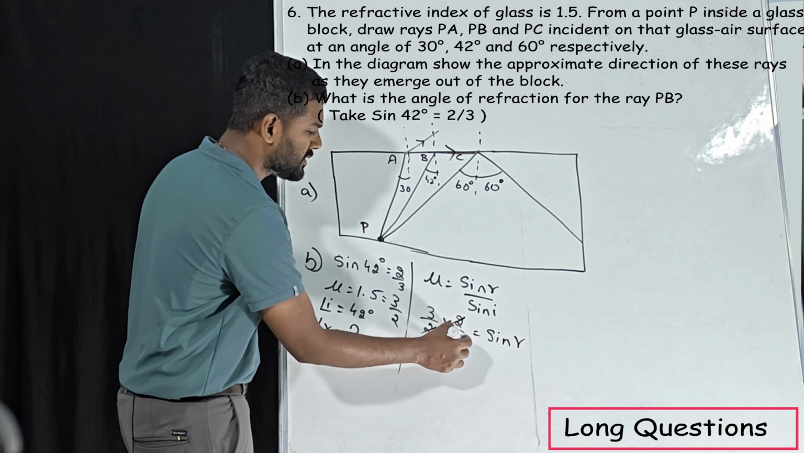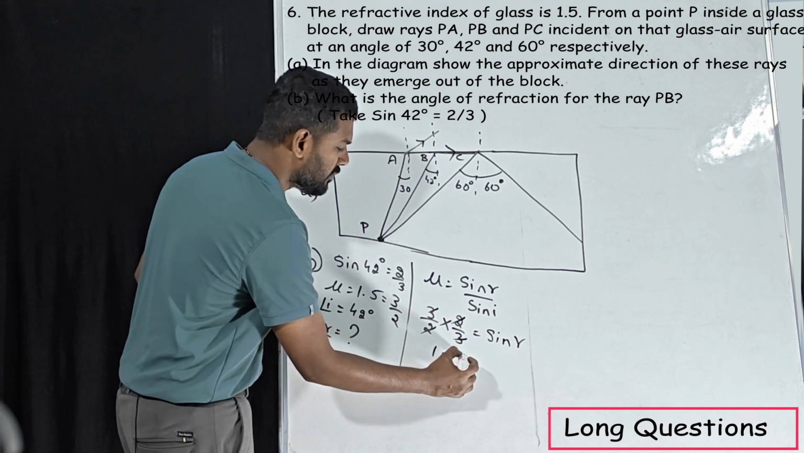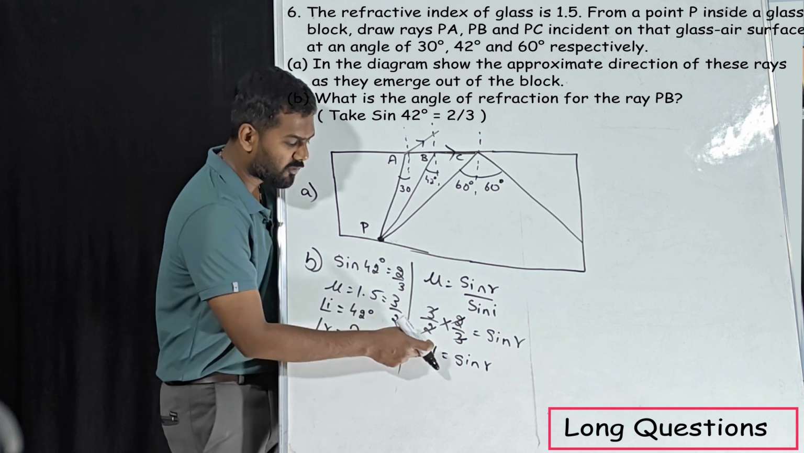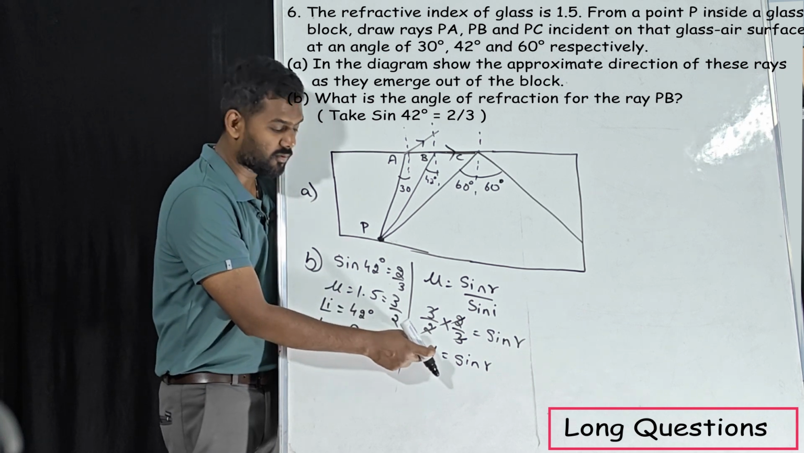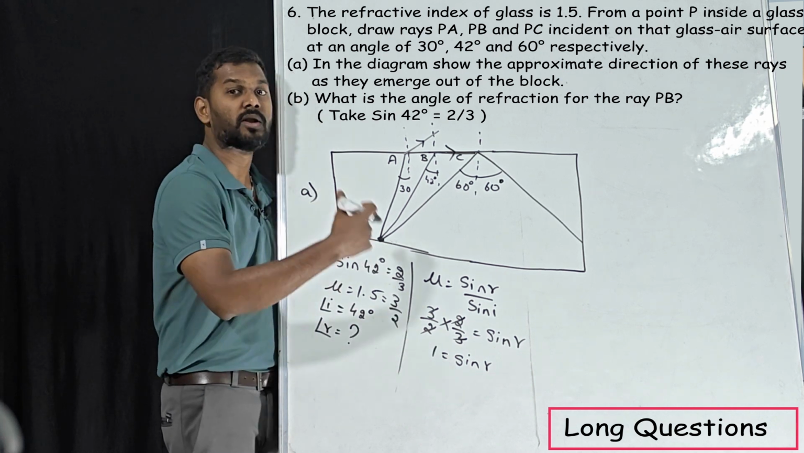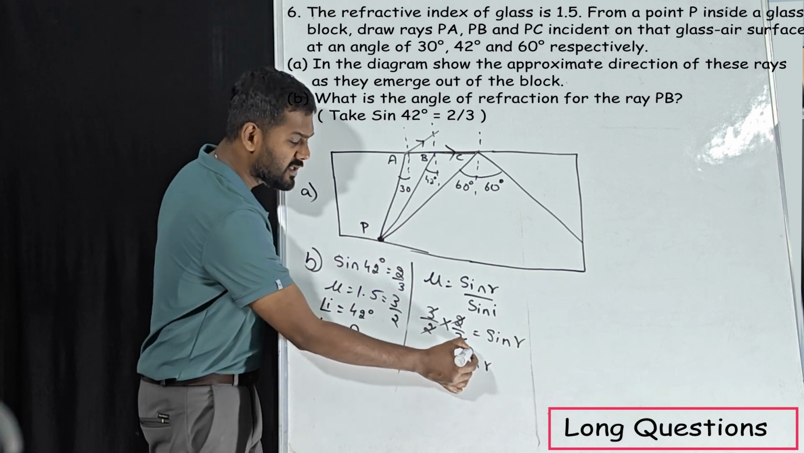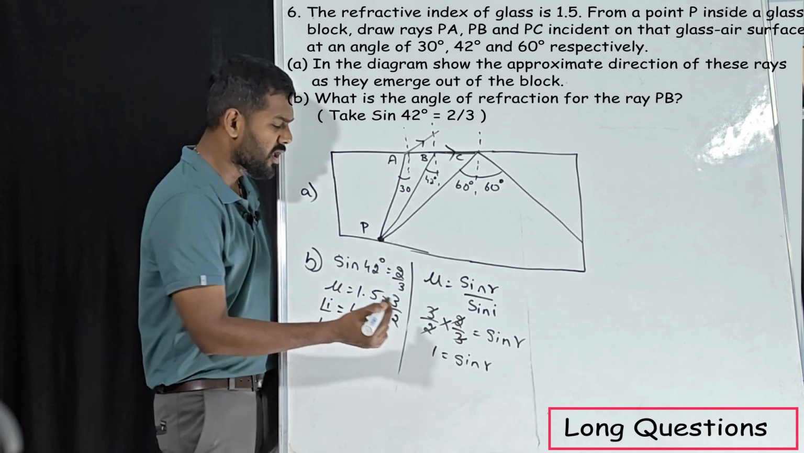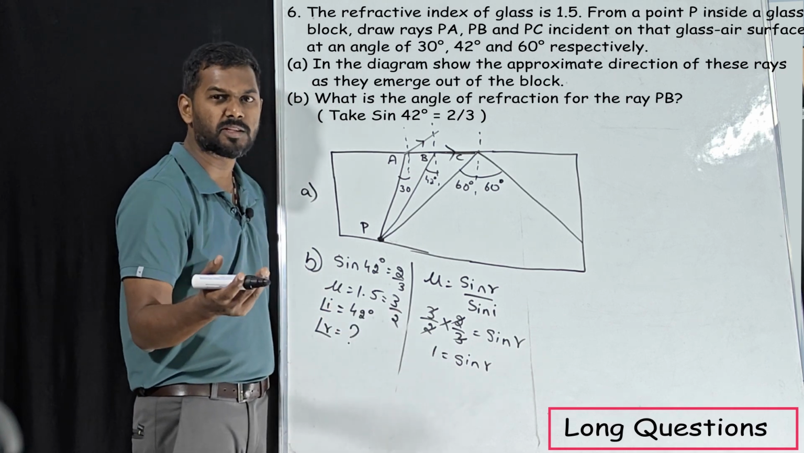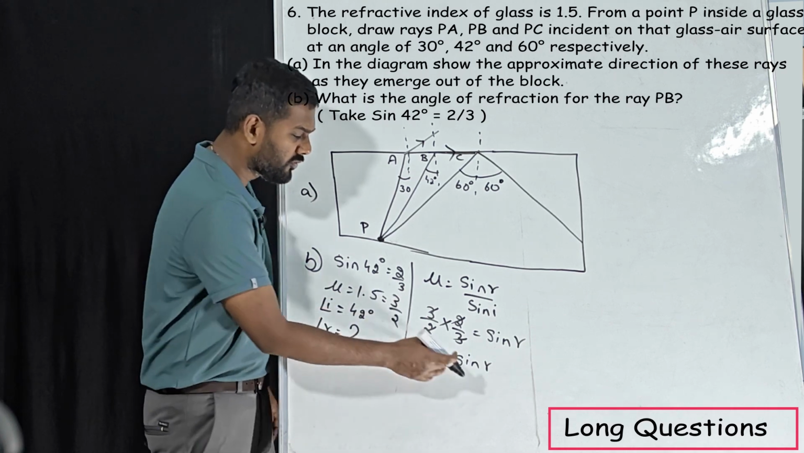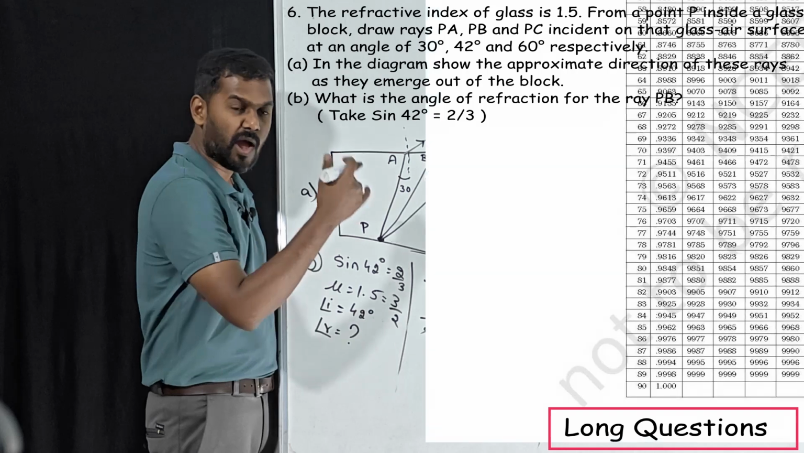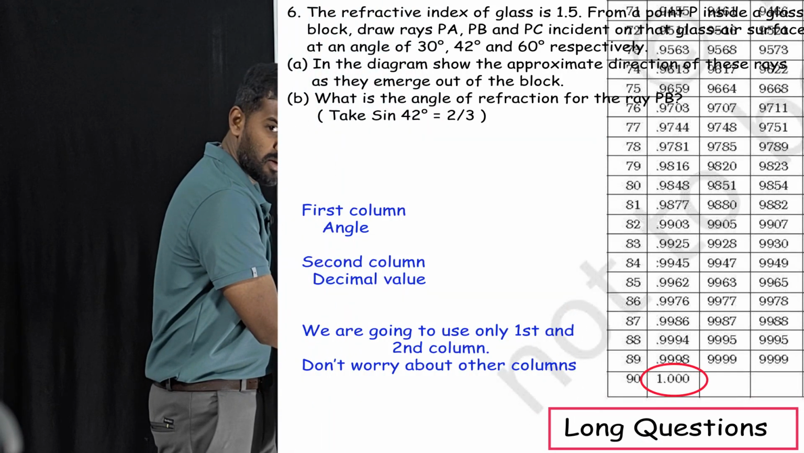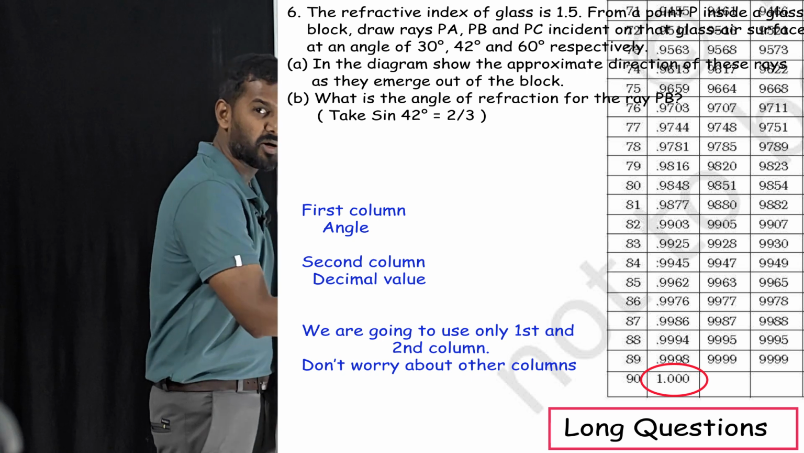2 cancels, 3 cancels. The answer will be 1, sin R equals 1. So in the trigonometric book, for a value of 1, what is the corresponding angle? You should see only the sine trigonometric function table, not cos or tan. Most of the time in mathematics we use tan theta, so don't go for the tan page, you have to go for the sine page.